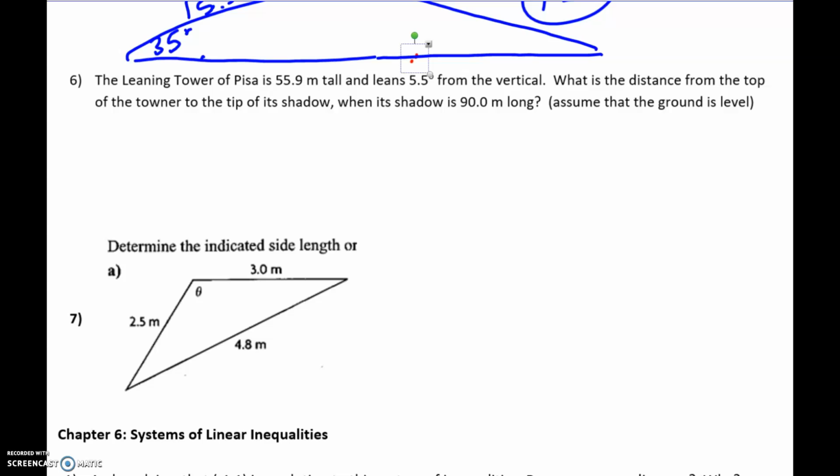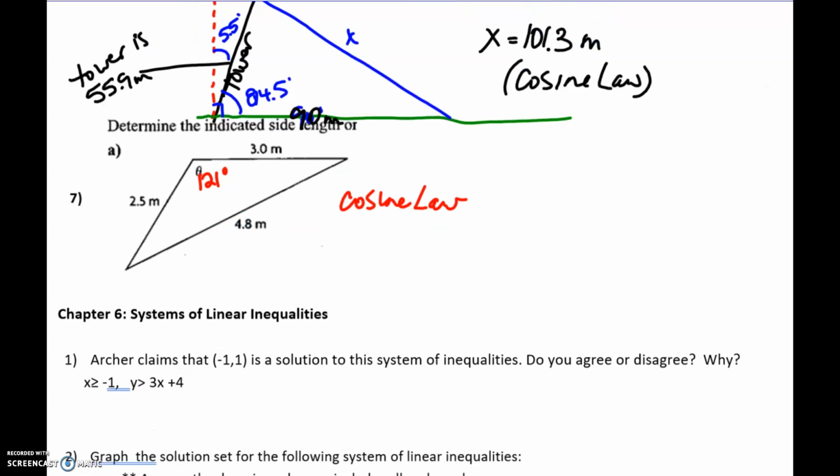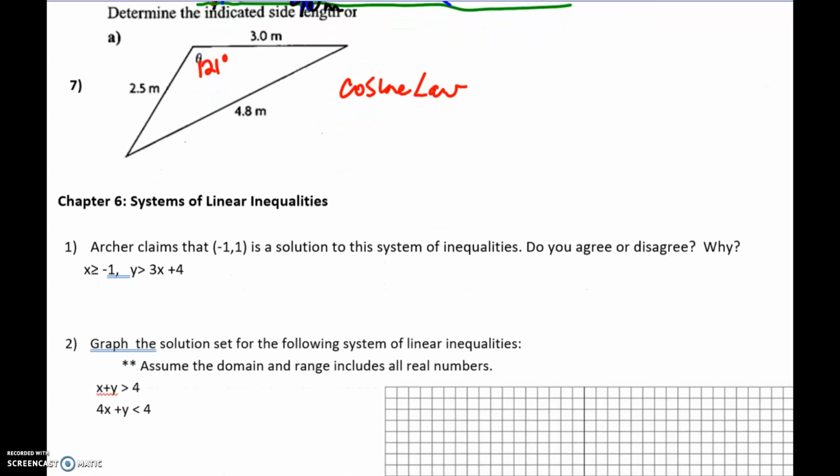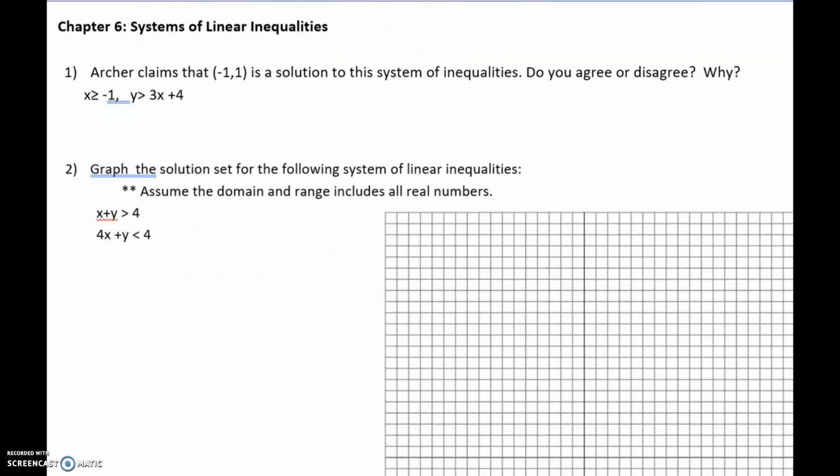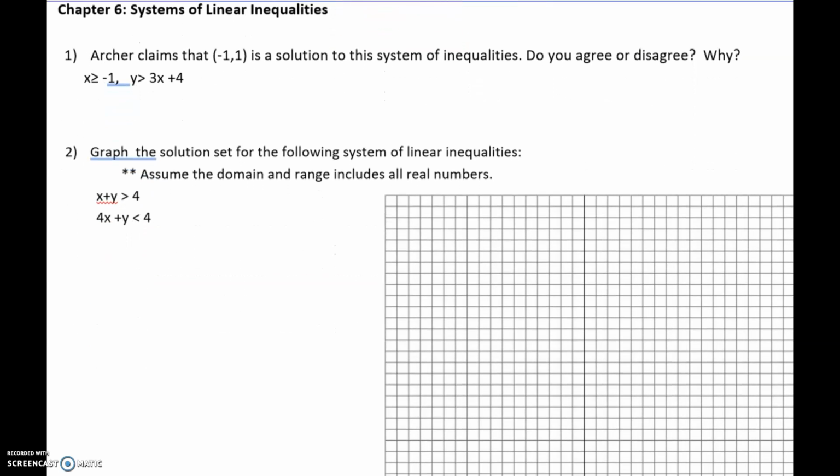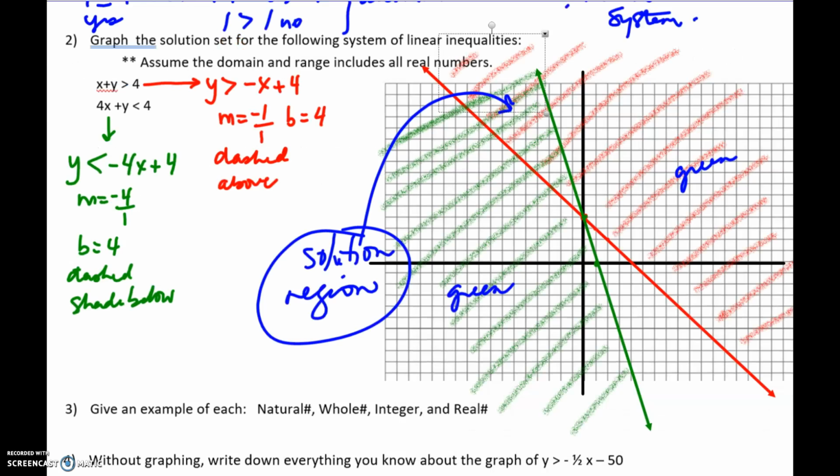Okay, Leaning Tower of Pisa. And you would use the cosine law then to find number 7. Chapter 6. Now we did this one in class. You can stick a -1 in for x and a +1 in for y and see if they both work. And here's number 2. Notice that I used red just to show which line was which, but it all should be shaded green because of the real numbers.